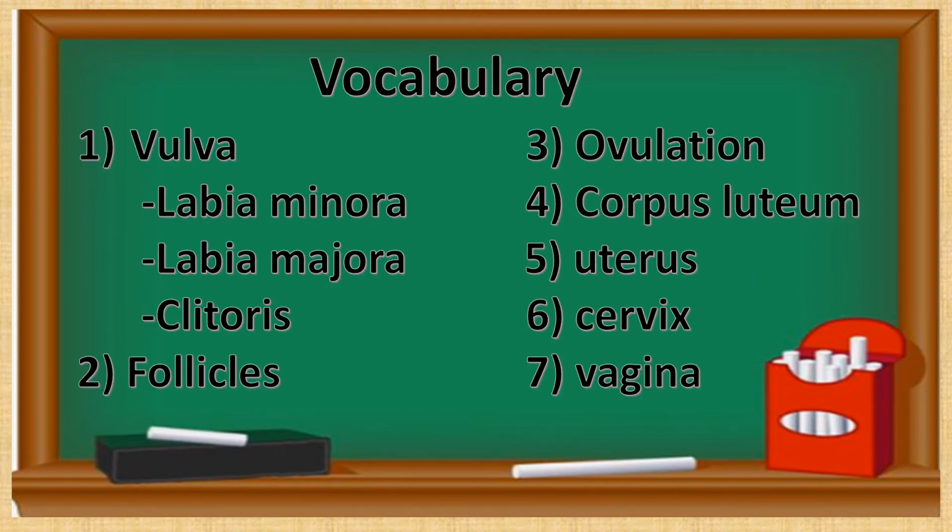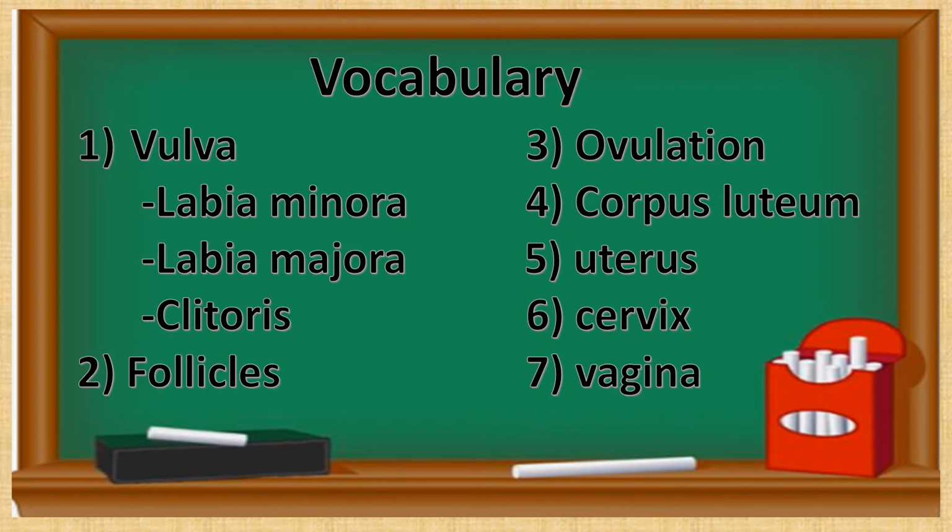Okay, so let us read and spell the vocabulary words that we are going to use for this topic. Number one is your vulva. So how do you spell vulva? Vulva is spelled as V-U-L-V-A. So your vulva is the outer part of your reproductive system of the female, okay? And it is composed of three: the labia minora, labia majora, and your clitoris.